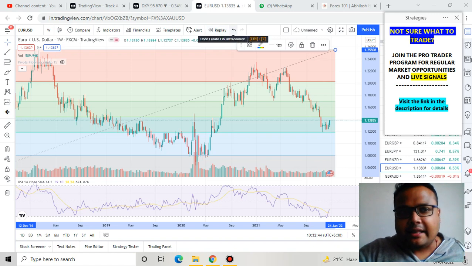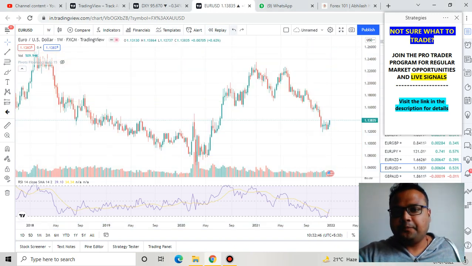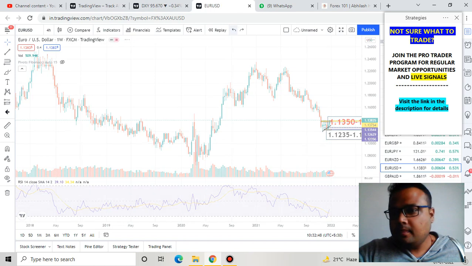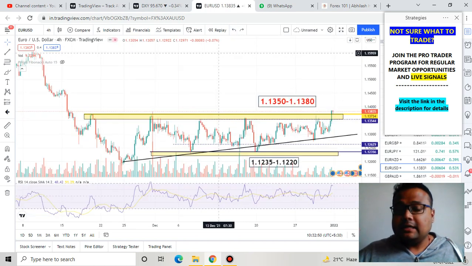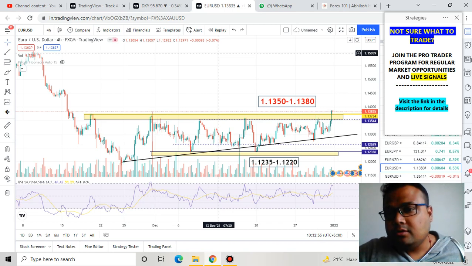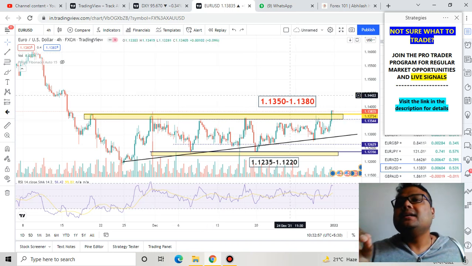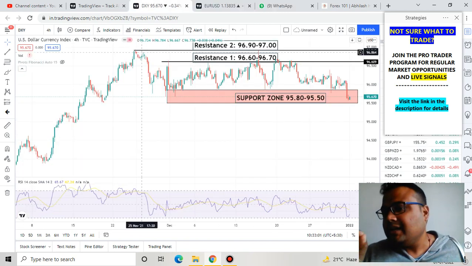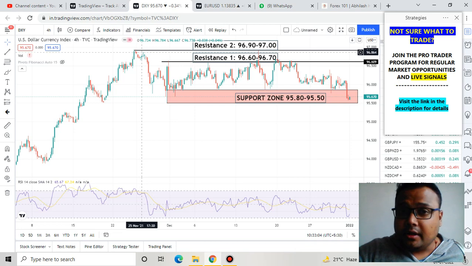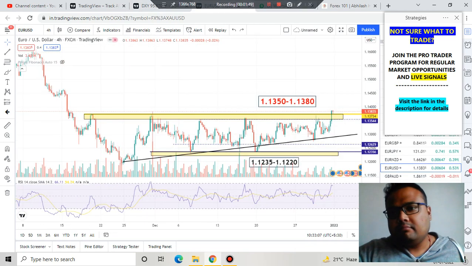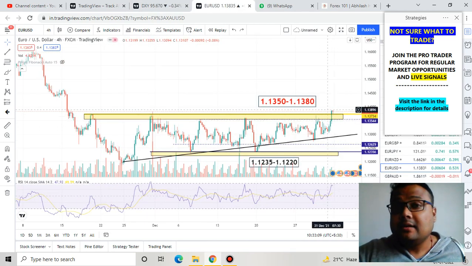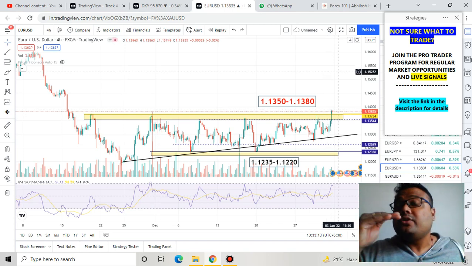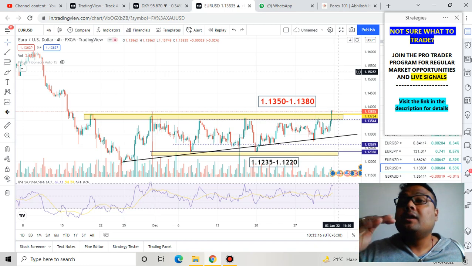If I take you to the 4 hour chart of Euro USD, you can see things have changed a little bit, because previously 1.1350 to 1.1380 was acting as a very strong resistance for the market. But yesterday we saw some heavy selling on DXY, the US dollar, and it broke the resistance. The last traded price is 1.1383, so it is trading above the resistance of 1.1380.